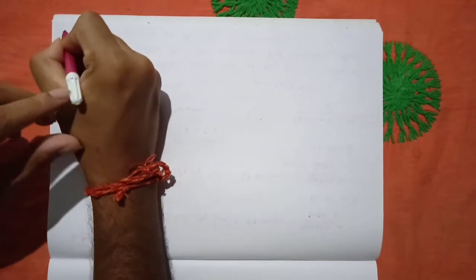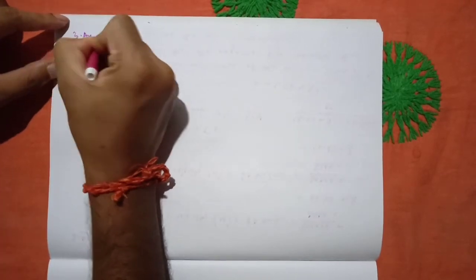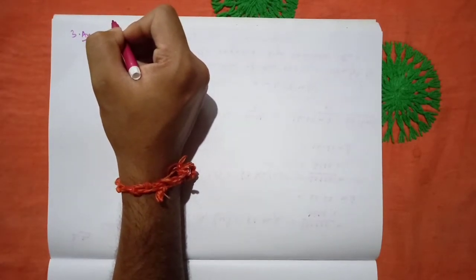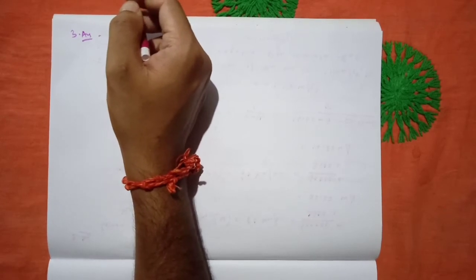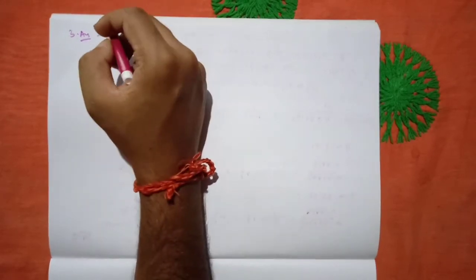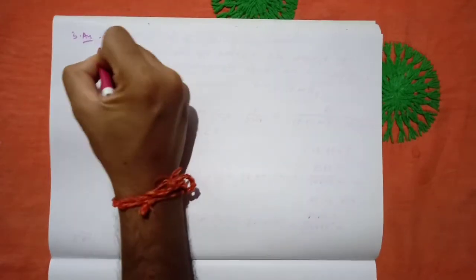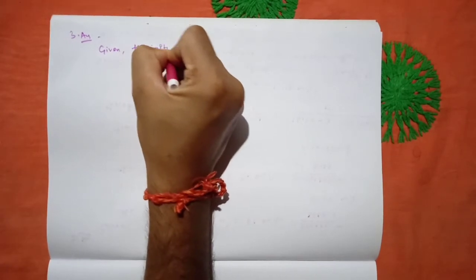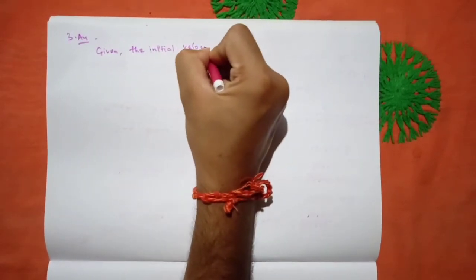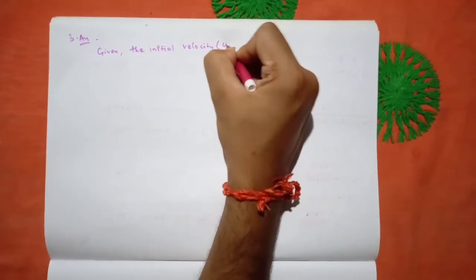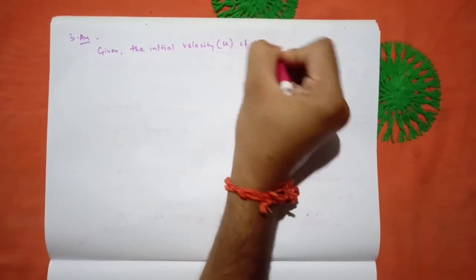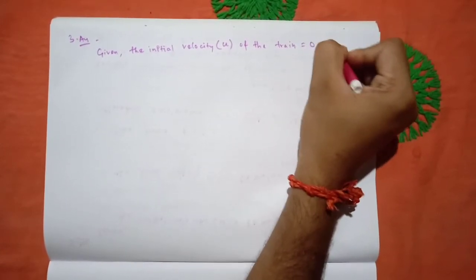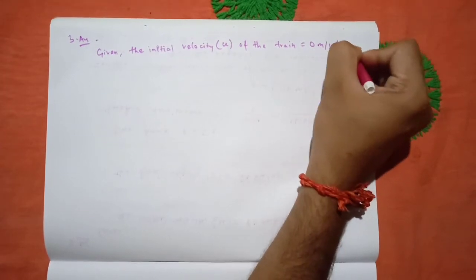Then next, the question number 3. Here it is asked, a train starting from a railway station and moving with uniform acceleration attains a speed of 40 km per hour in 10 minutes. Find its acceleration. So given is the initial velocity, which is small u, of the train, that is 0 meter per second, which means it is at rest.